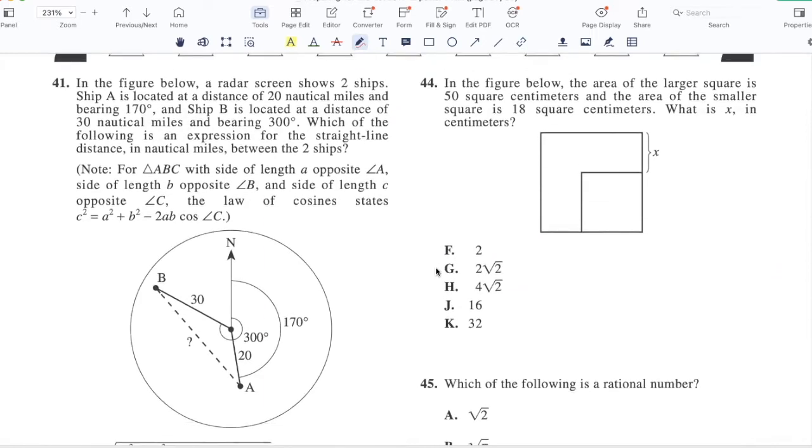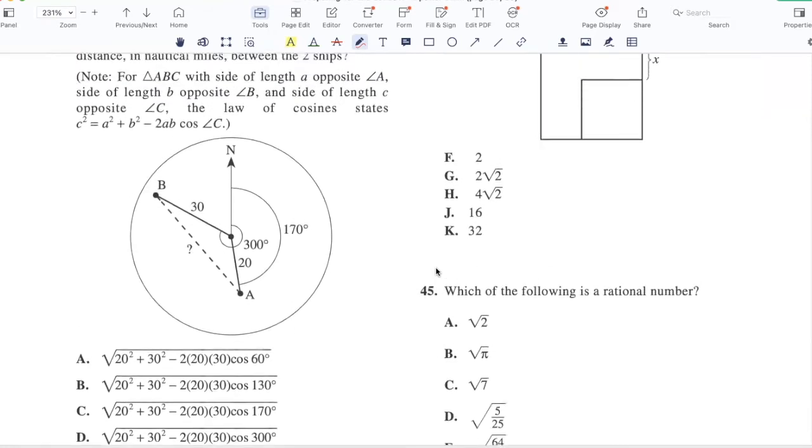In the figure below, a radar screen shows two ships. Ship A is located at a distance of 20 nautical miles and bearing 170 degrees, and ship B is located at a distance of 30 nautical miles and bearing 300 degrees. Which of the following is an expression for the straight line distance in nautical miles between the two ships?